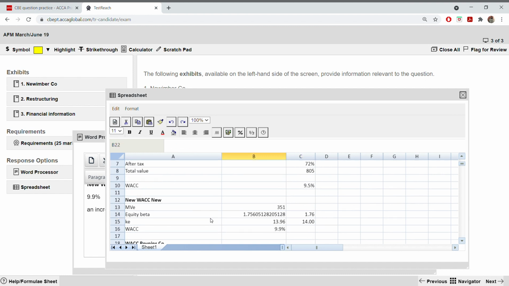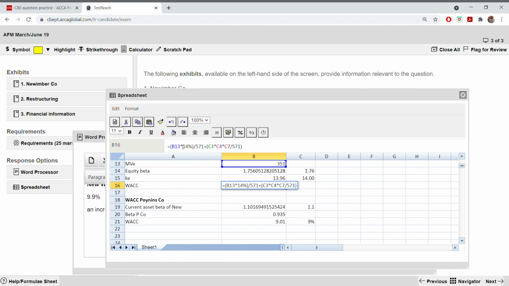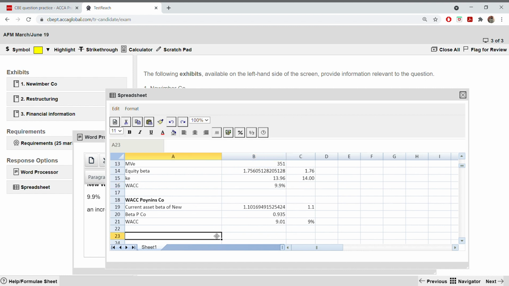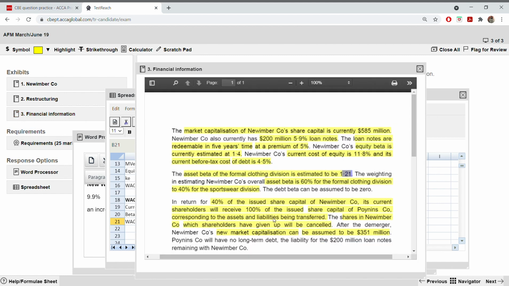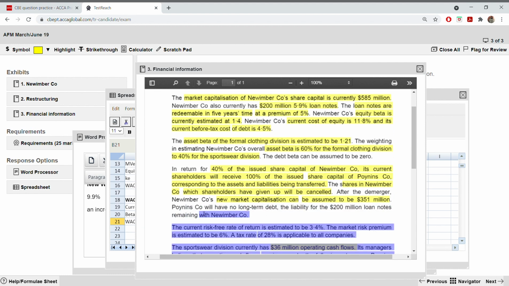But in the other WACCs which we did, we took the market value, just see how long the equation was. We took after-tax debt and all. Why we didn't take debt over here is the question. Because when you read the financial information, what did they say about the Points company? This is very important. Points will have no long-term debt. Liability remains with the new member company. So there is no use finding market value of debt and cost of debt for Points. Only equity is there, that's it.